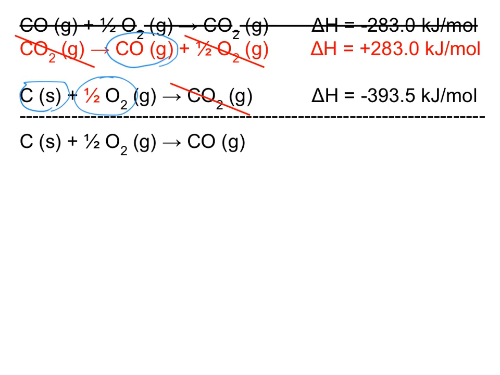And so now we simply add up our enthalpies. Positive 283 and negative 393.5. We add those together, and we get our negative 110.5 kilojoules per mole that we found before.